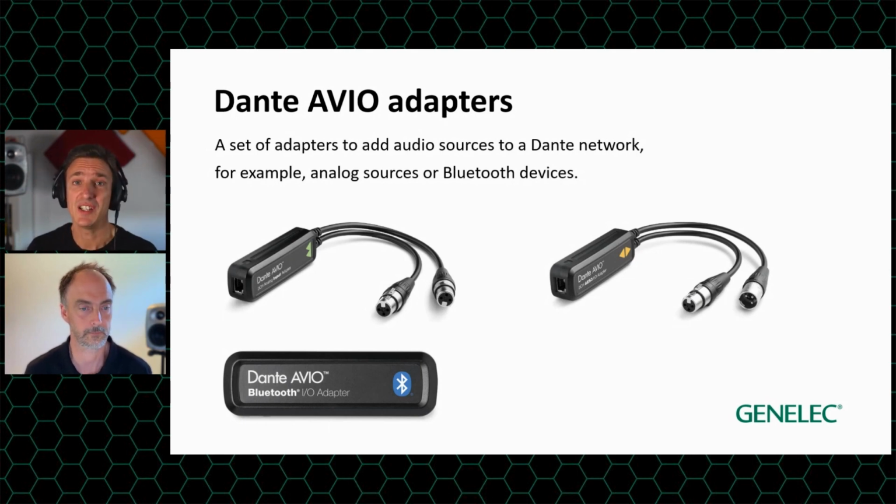An adapter which is really useful for some applications is, for example, the Bluetooth adapter, because this makes it possible that you can stream audio from your smartphone or from your tablet directly to your Dante network. So you simply connect this AVIO adapter to your network, and then you will see the Bluetooth adapter, connect to it using your smartphone or tablet, and then you can stream audio to it.